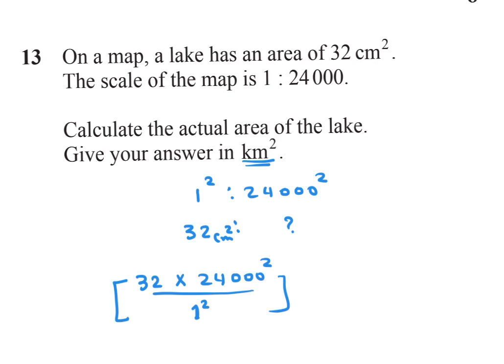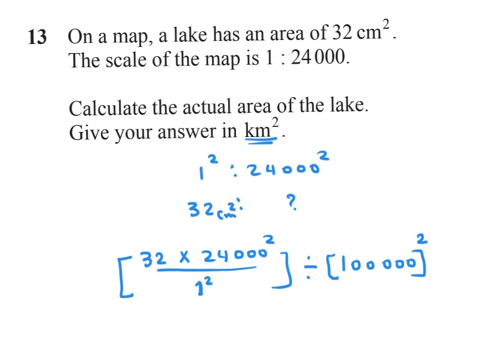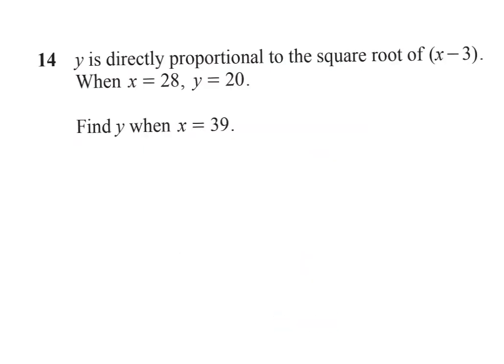To convert from centimeters to kilometers, divide by 100,000. To convert from centimeters squared to kilometers squared, divide by 100,000 squared. Now you can get the answer directly in kilometers squared. So remember, to convert from centimeters squared to kilometers squared, divide by 100,000 squared. The answer is 1.8432.